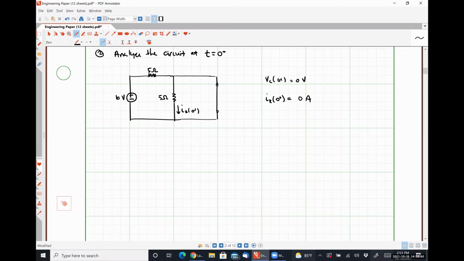Isn't the fact that IR is 0 just because all the current is now routed into the capacitor? Exactly right. That's becoming this voltage. Yep.